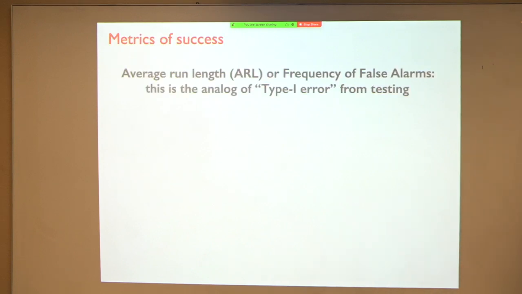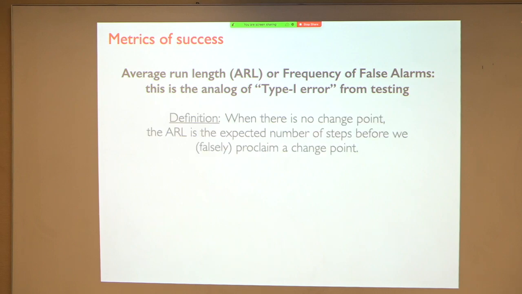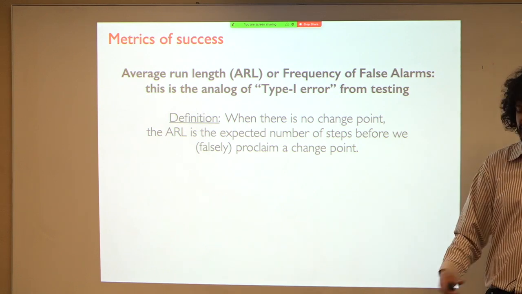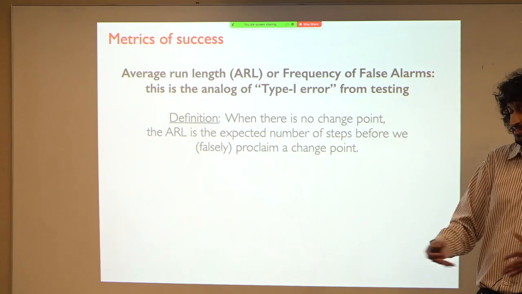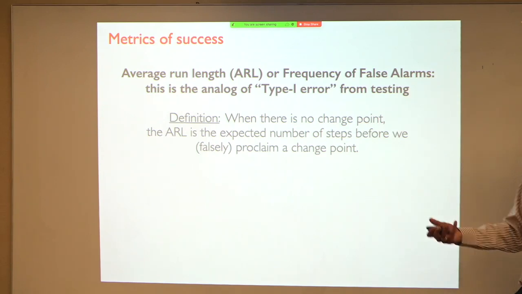Okay, so more formally, here are the metrics of success. So the average run length, or the frequency of false alarms, is the analog of type 1 error from testing, and the definition is when there's no change point, the ARL is the expected number of steps before we falsely proclaim a change point. Okay, this is different from testing. In testing, what we wanted is that if the null is true, we never reject the null with high probability. But what's happening over here is every ARL number of steps, if ARL is 1,000, every 1,000 steps about in expectation, we're going to falsely declare that there's a change point even when there isn't one.